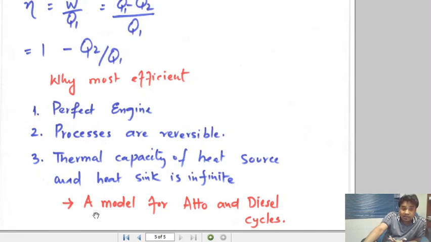So again, I will say that this is the most important cycle which changed our life because it provided a model for the most practical engines, that is the Otto and diesel cycles. So that's it for today's lecture. In coming lectures, we will discuss the cycles which these practical engines follow. That is, we will study the Otto cycle and the diesel cycle.